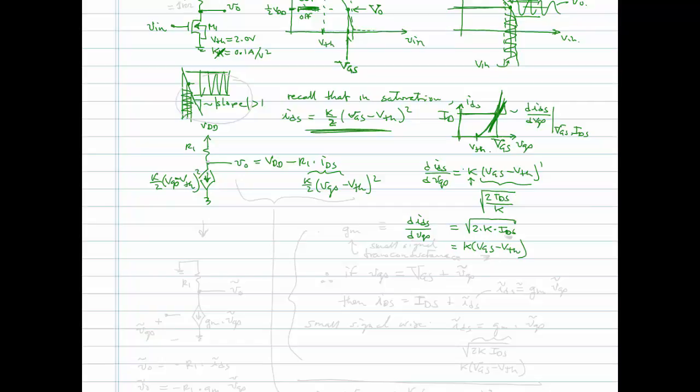Now notice that these are capital IDS, capital VGS. Those are the operating points where you're sitting on the curve. Now we actually give this a name. We call this gm, and this is the transconductance.